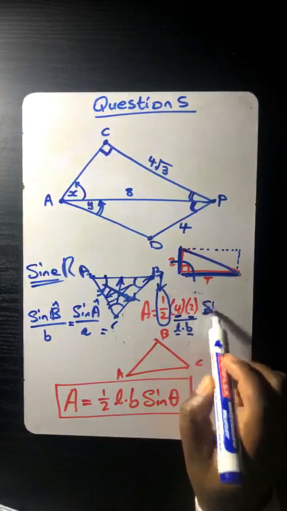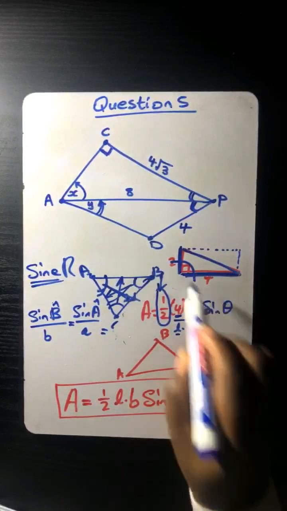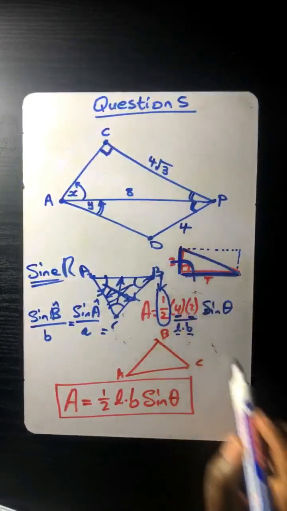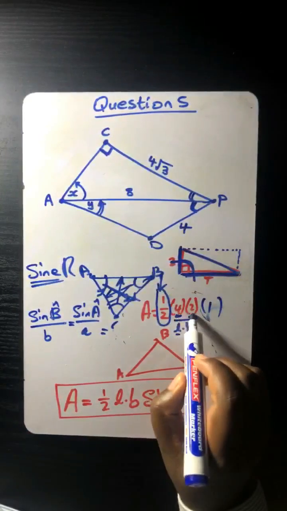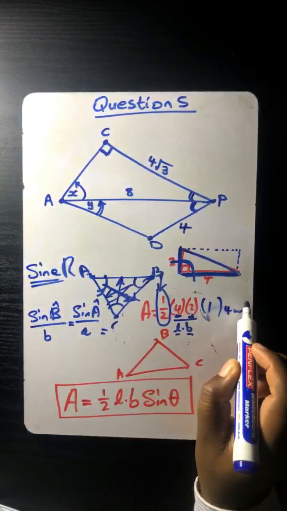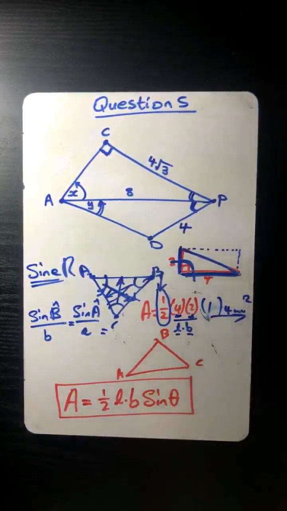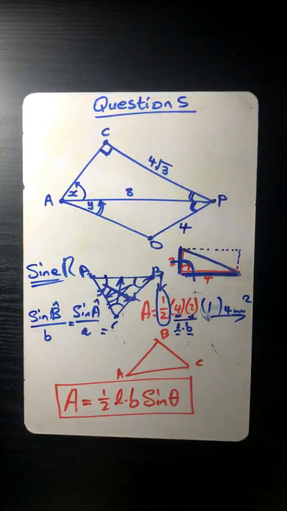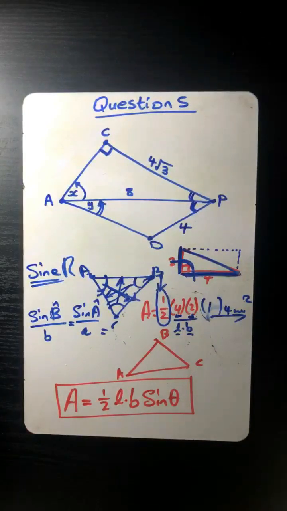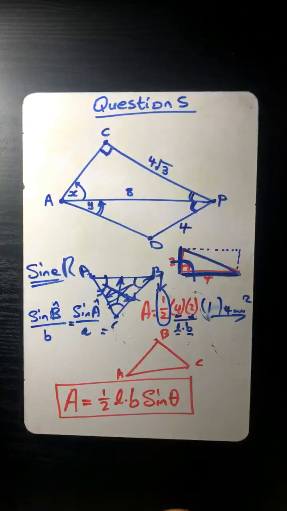And then the sine of an angle refers to that angle being 90 degrees, which ends up giving you 1. That means this times that is 8, half of 8 is 4. So that means the area is 4 units squared. That's how you understand where a formula comes from. In that way, it makes it very easy for you to apply the formula.